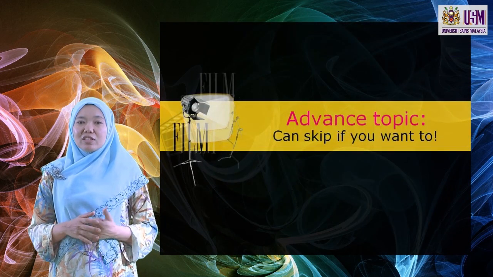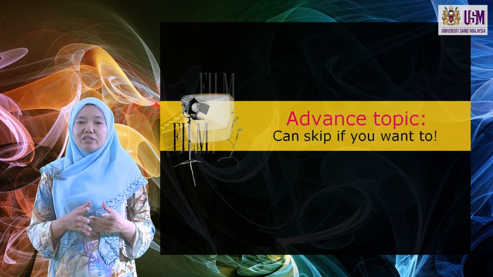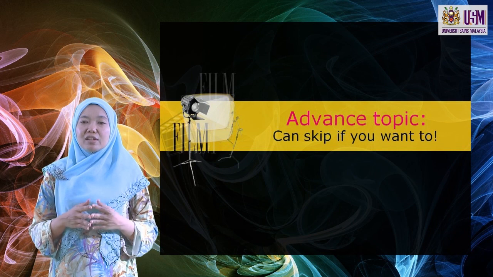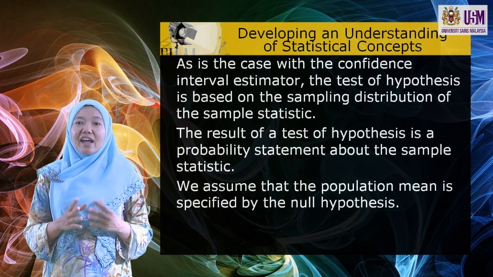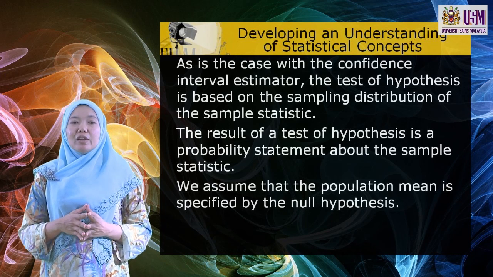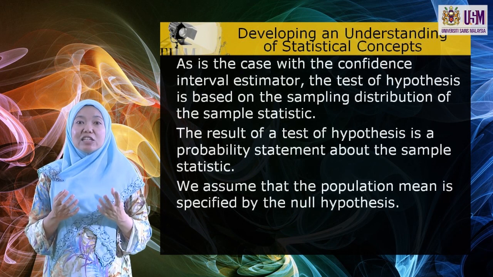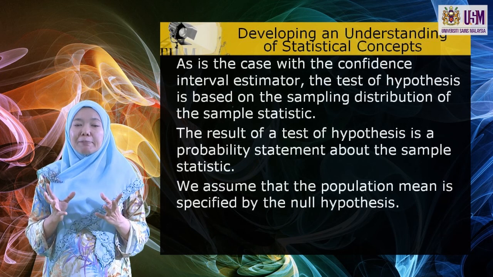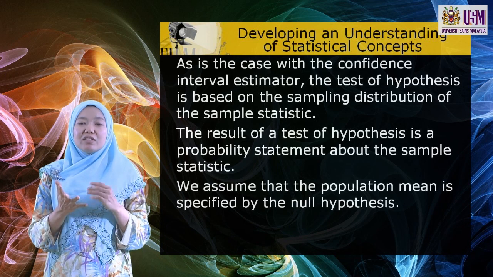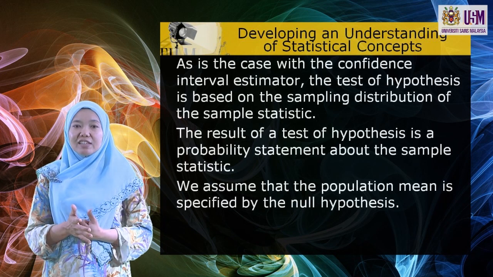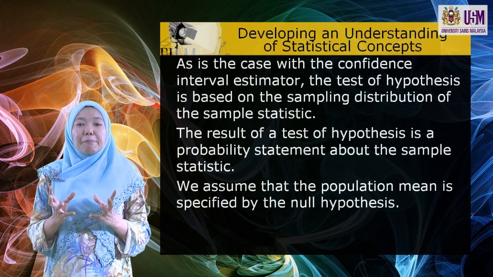The next part that I'm going to discuss is a little bit advanced. You can skip this part if you want to, but I suggest you just keep with me for the next few slides. Now let's discuss how we develop an understanding of statistical concepts. As is the case with the confidence interval estimator, the test of hypothesis is based on the sampling distribution of the sample statistic. We already discussed this in part 2, where I discussed the sampling distribution, chapter 9. The result of a test of hypothesis is a probability statement about the sample statistic.